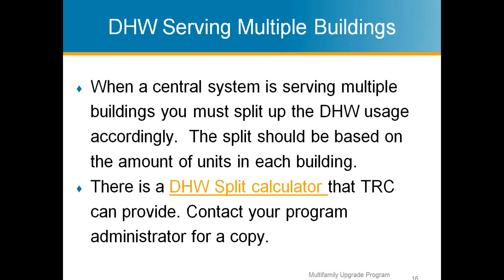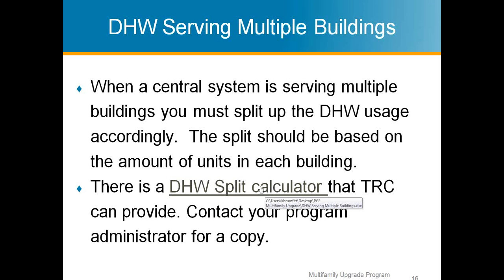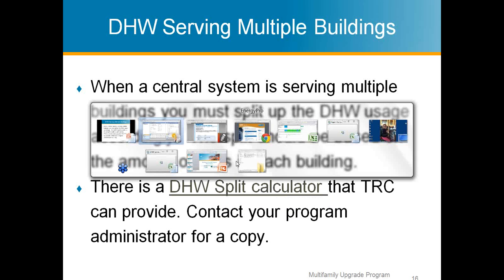So we have a domestic hot water system serving multiple buildings. This is exactly what we are looking at here. When you have a central system serving multiple buildings, you have to split up the domestic hot water usage accordingly. This is what I spoke about before. This is one of the main topics of our domestic hot water discussion. The splitting up of the system should be based on the units in each building. And there is a domestic hot water split calculator that TRC can provide. So contact your administrator for a copy of that. But I will show you what it looks like here.